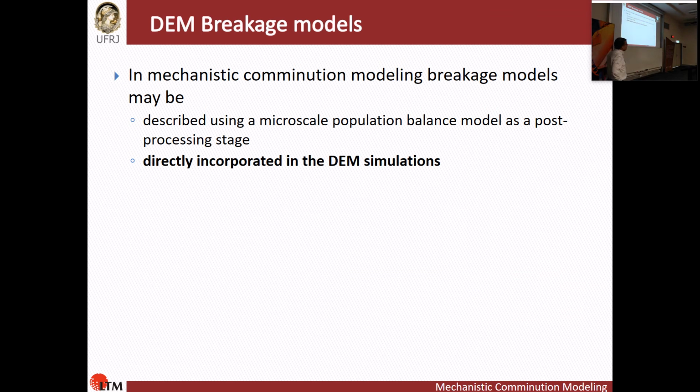But the final part of my presentation is exactly the other part that I was missing, which is: what about those size reduction machines where you cannot decouple DEM from breakage? You have to have particles breaking inside DEM.